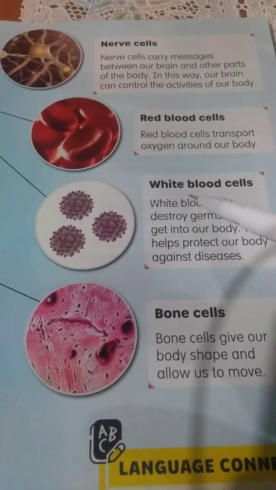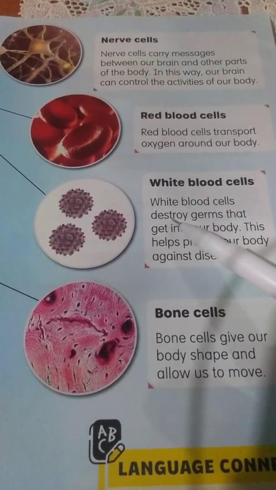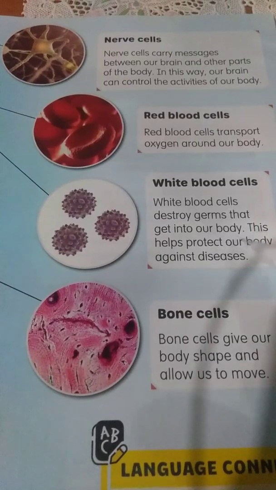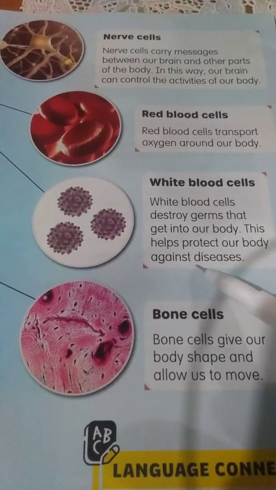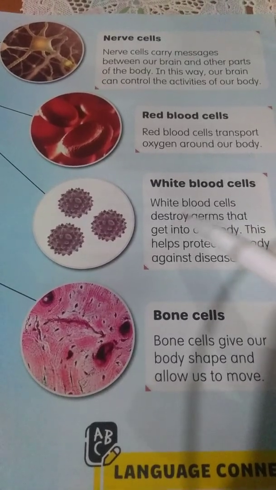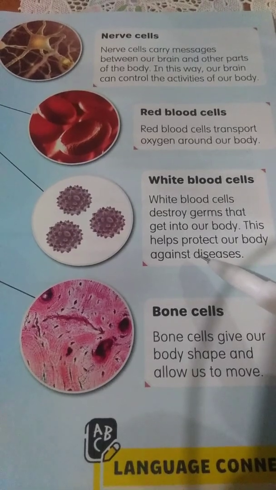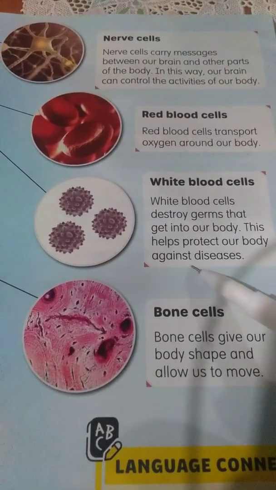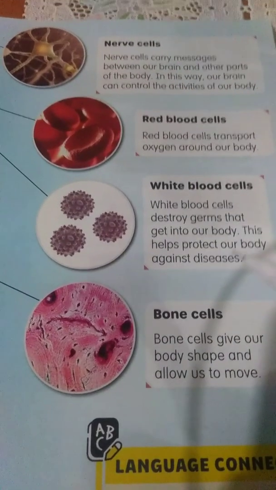And then white blood cell, sel darah putih. The function of white blood cell is to destroy the germ that get into our body, or in other words you can say that it helps to protect our body against disease. Jadi white blood cell itu destroy the germ, melawan kuman, atau bisa juga kita sebutkan the function is to protect our body against disease. Jadi melindungi tubuh kita melawan penyakit.